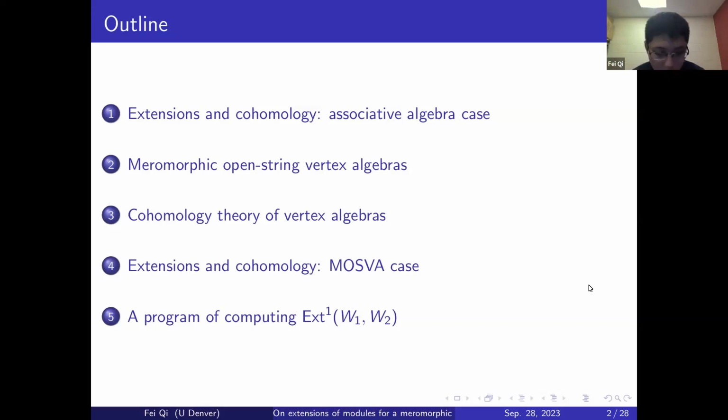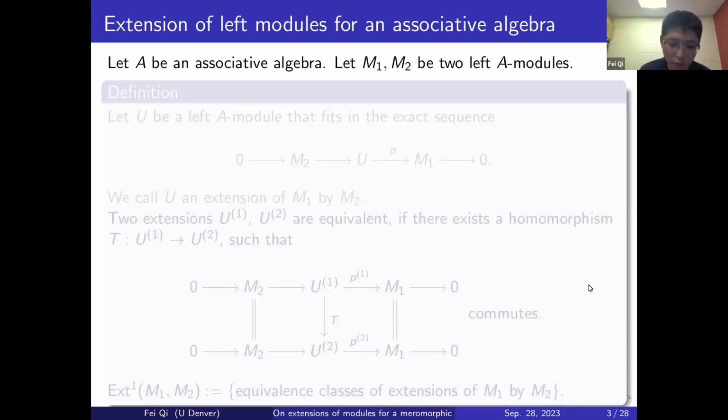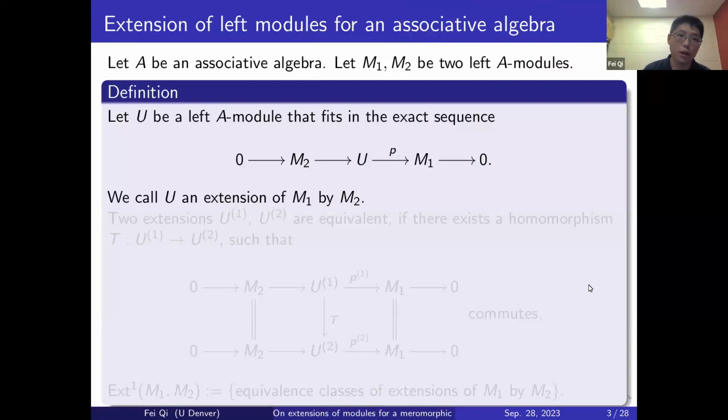Let's start with the extension of left modules for an associative algebra. The setting is, first, let A be an associative algebra. I want to emphasize that we will just consider an associative algebra over the complex numbers. Let M1 and M2 be two left A-modules. If U is a left A-module that fits in the exact sequence 0 to M2 to U to M1 to 0, then we call U an extension of M1 by M2.